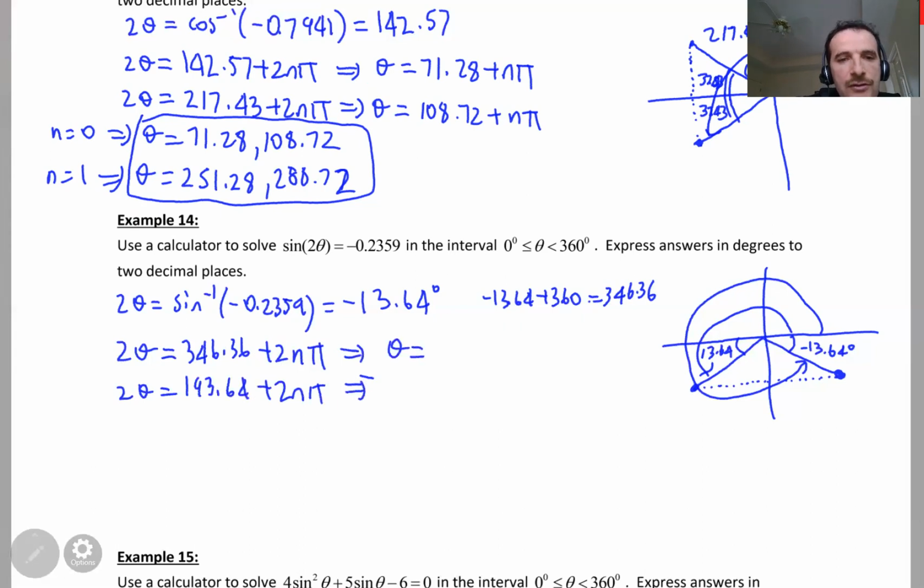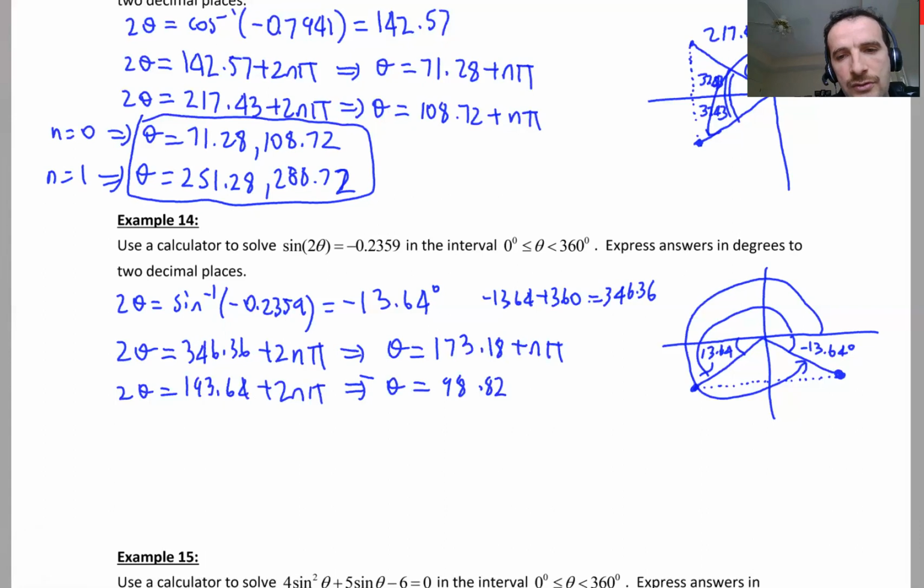Theta is equal to, what do I get? Now let me use the calculator. 346.36 divided by 2 is 173.18 plus n pi. And from the other one, 193.64 divided by 2 is 96.82 plus n pi, right? Okay, these are general solutions, but we need the solutions again in this interval, between 0 and 360.